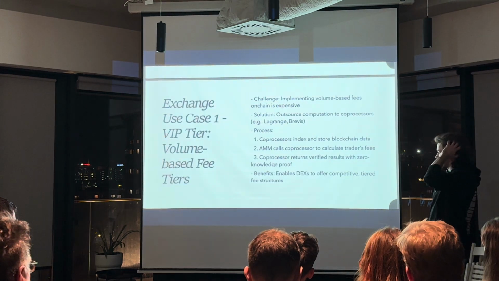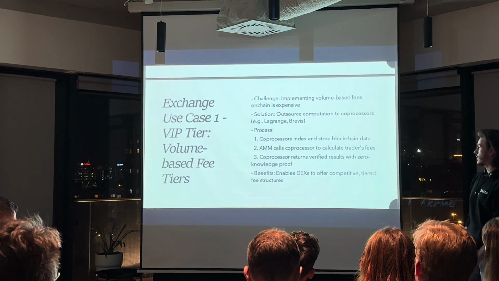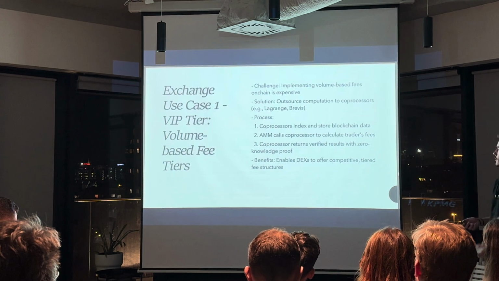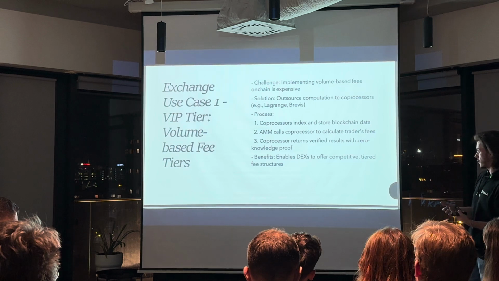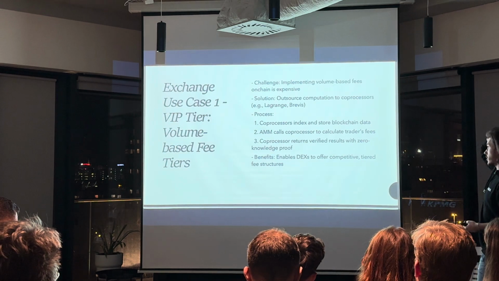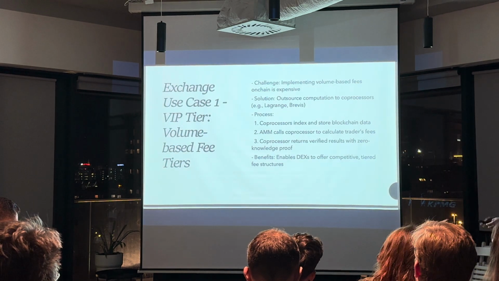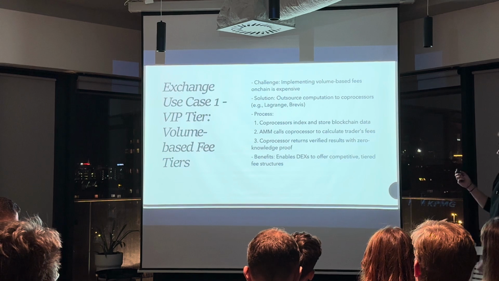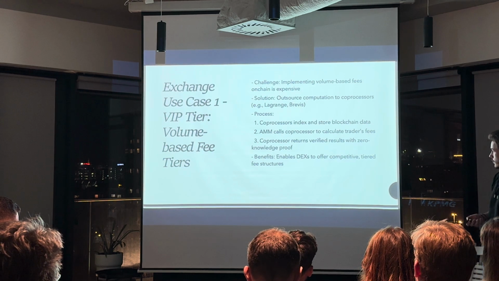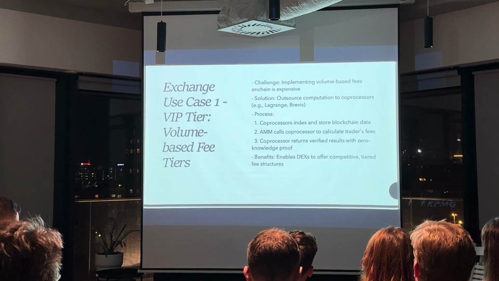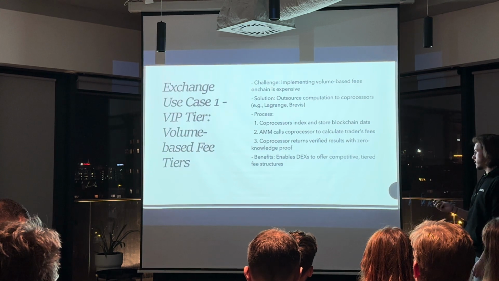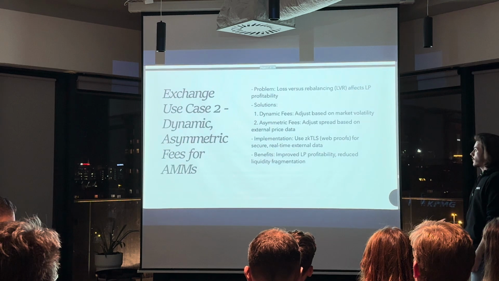So the first use case is VIP tier, volume-based fee tiers. The challenge is implementing volume-based fees on chain, because it is expensive. So we outsource computation to co-processors such as Lagrange and Brevis, which are working on it. Co-processors index and store blockchain data. AMMs call co-processors to calculate traders' fees, and then they return the verified results with ZK proofs. It also enables DEXs to be competitive and have a tiered fee structure.